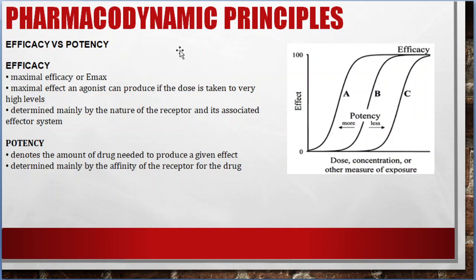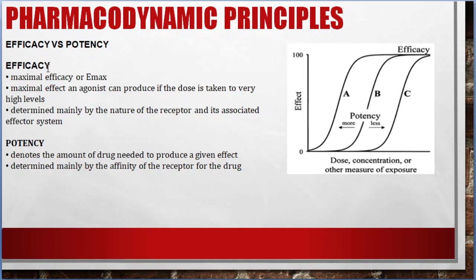Now let's talk about your efficacy versus your potency. Your efficacy is actually the maximal efficacy, or Emax. It is the maximal effect an agonist can produce if the dose is taken to very high levels, so it is determined mainly by the nature of the receptor and its associated effector system. Meaning, you give a certain dose that can reach the maximum efficacy.